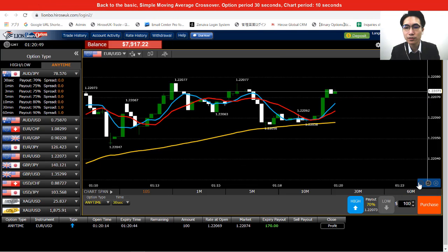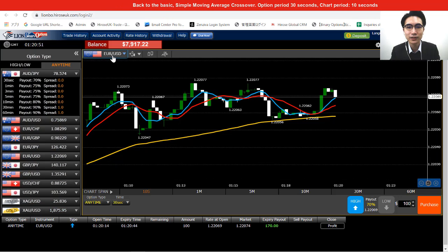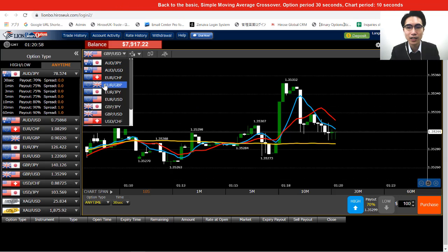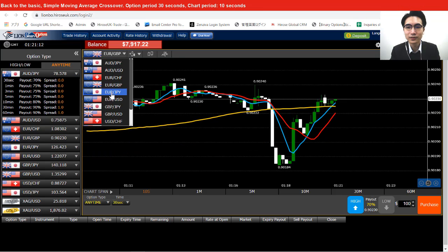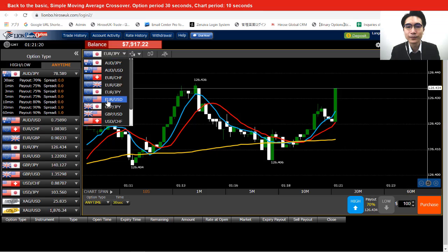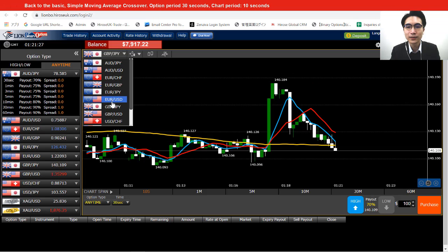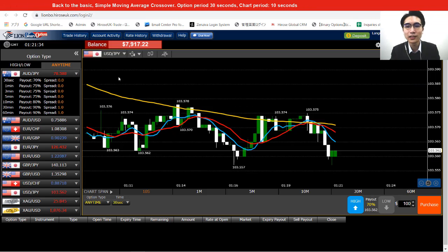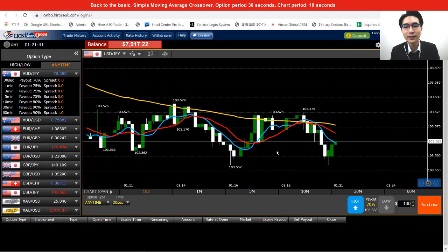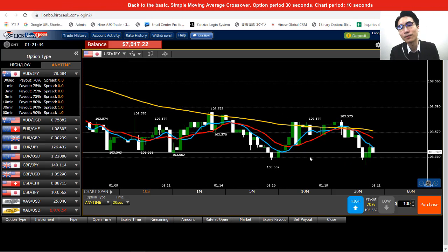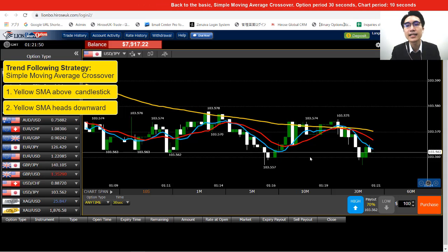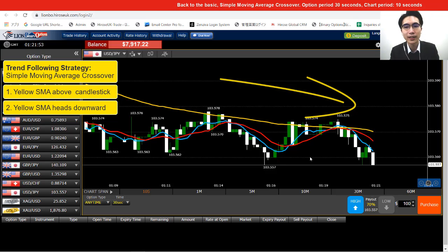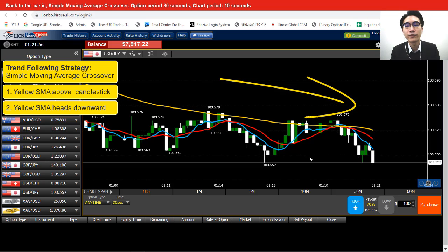I will browse other currency pairs just to take a look at other movements. Okay, let's browse a little bit more. Not really good here. Okay, now we are looking at the simple moving average, which is now above the candlestick and heading downwards, so that's a downtrend. Now I'm just waiting for the blue and red ones to cross over, and then I will place a low option.